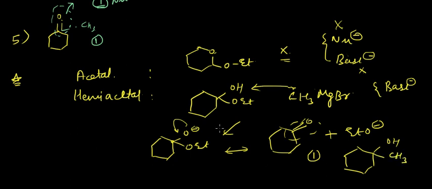Okay, so total number of one here and one here. So 2 in this case can actually work on this hemiacetal to form a product something like this, and 0 in this case, there is no scope for either Grignard reagent to act as a base or a nucleophile.